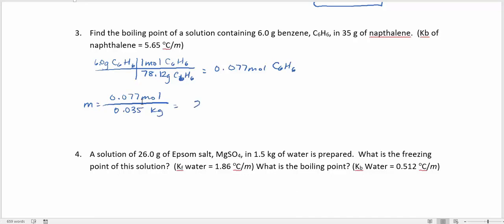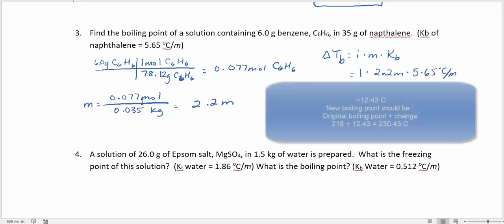We get a molality of solution of 2.2 lowercase m, and we're going to plug that into our change in boiling point equation. So we have i, lowercase m, and then Kb. So the i here is 1 because benzene is a covalently bonded compound. It's a non-electrolyte, so the i is 1. The molality, we calculated at 2.2, and then the Kb is given to us at 5.65 degrees Celsius per m.